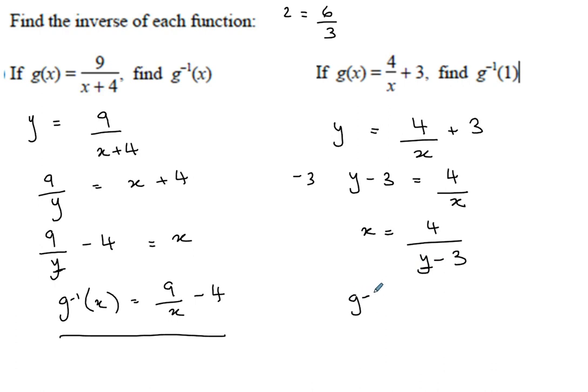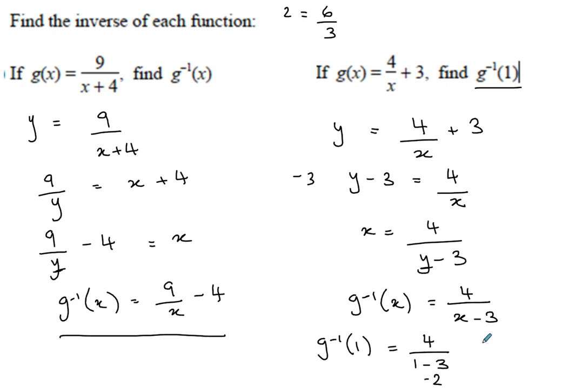And wherever you have the y, go put the x back in. So g inverse of x equals 4 over (x minus 3). Here we need to find the inverse of the value of 1. So we go stick in 1 as in x. So we go 4 divided by (1 minus 3), which gives you 4 divided by minus 2, which is minus 2. That's your answer.